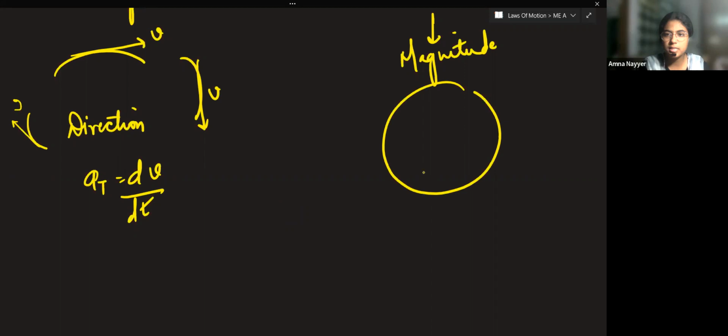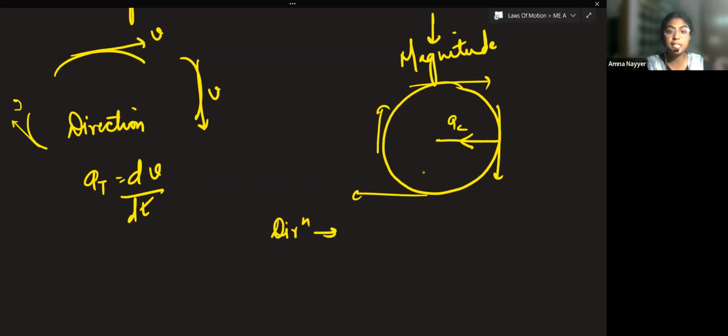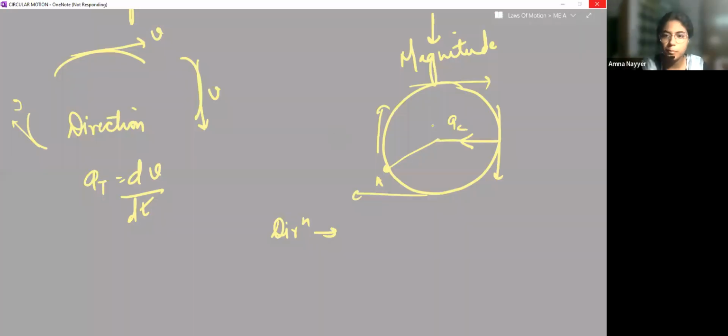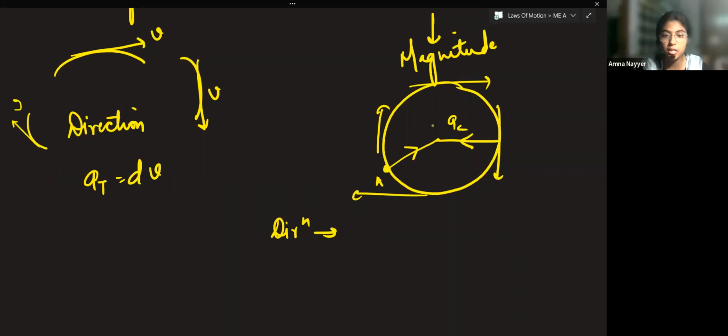For example, if a circle is there, linear velocity will keep on changing everywhere. That will give you a direction of the tangential acceleration. But please note the direction of centripetal acceleration. It always points towards the center. It is directed towards the center of the circle along the radius. So if I want to find out the direction of centripetal acceleration at this point A, it is along the radius and pointing towards the center, like this.